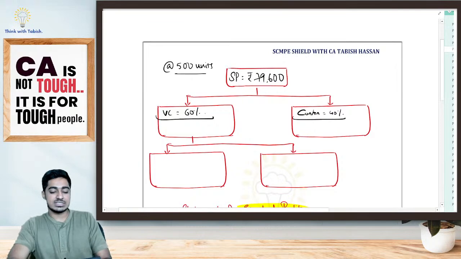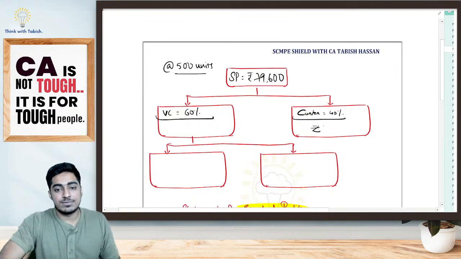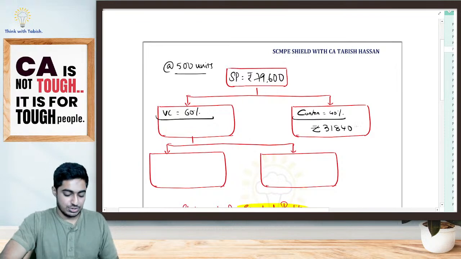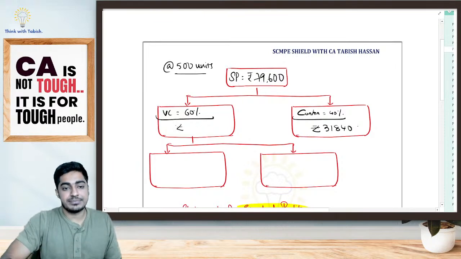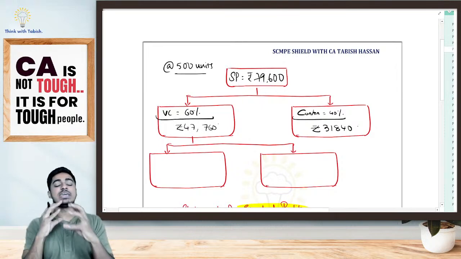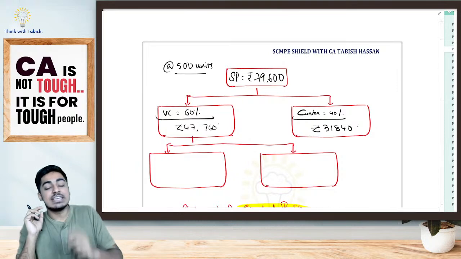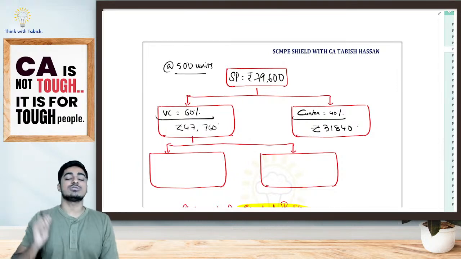So let me calculate 79,600 into 40%. 31,840 is going to be my contribution. 79,600 into 60%, 47,760 is going to be my variable cost. Now I have calculated my variable cost when I am selling 500 units. The variable cost per unit is going to be 47,760.